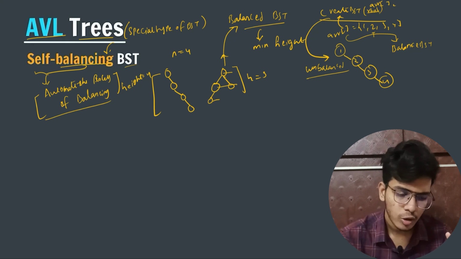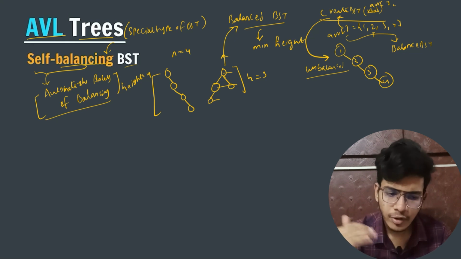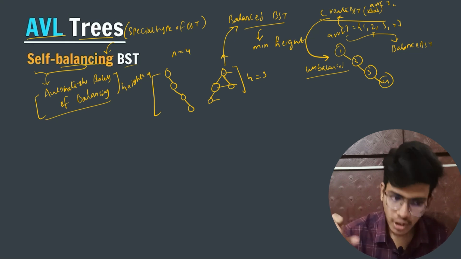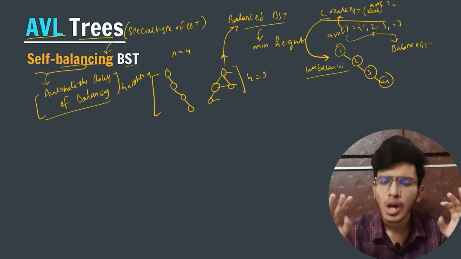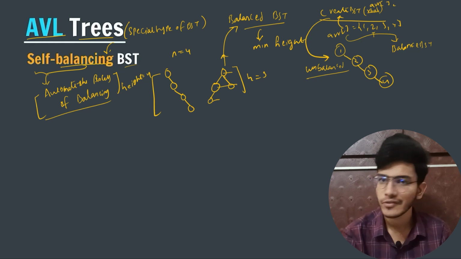It will take whatever the nodes, and it will perform operations and it will give you an automated version of a balanced BST. I hope you have understood what is the main working of an AVL tree.